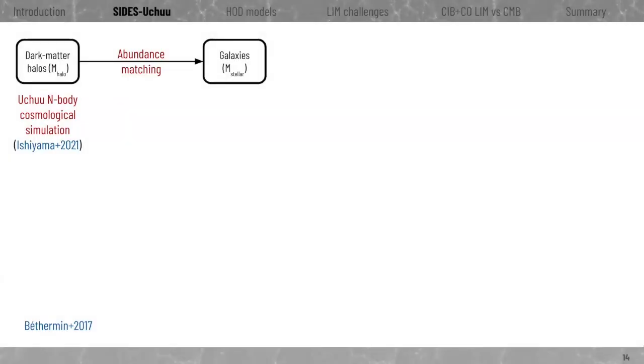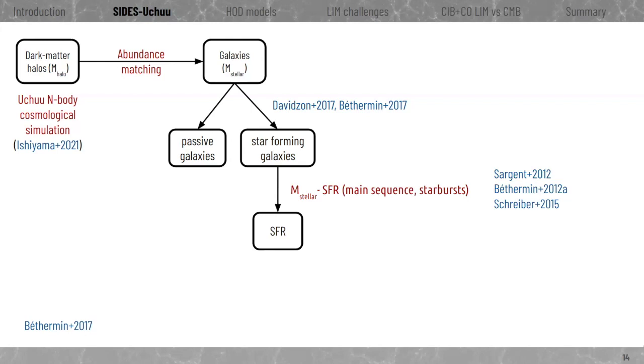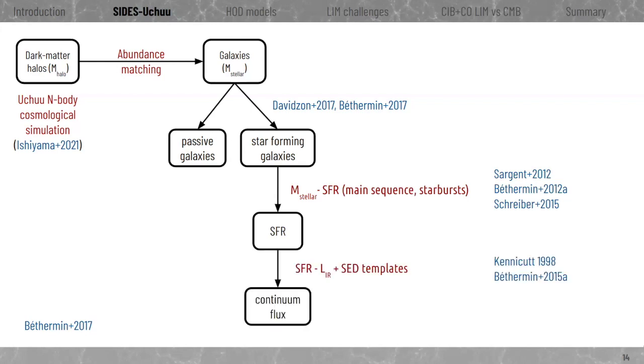Okay, so we have generated the galaxies with their stellar masses, and then we split into passive and star forming galaxies, because we assume, and it's been found, that the passive ones don't really contribute to the infrared sky, so it's only the star forming ones that we need. We continue by using several empirical relations to generate important properties for the galaxies: the star formation rate using the observed evolution of the main sequence, and then assigning the continuum flux by first assigning an infrared luminosity using the Kennicutt relation, and then an SED template to each one of the galaxies depending on their infrared luminosity.